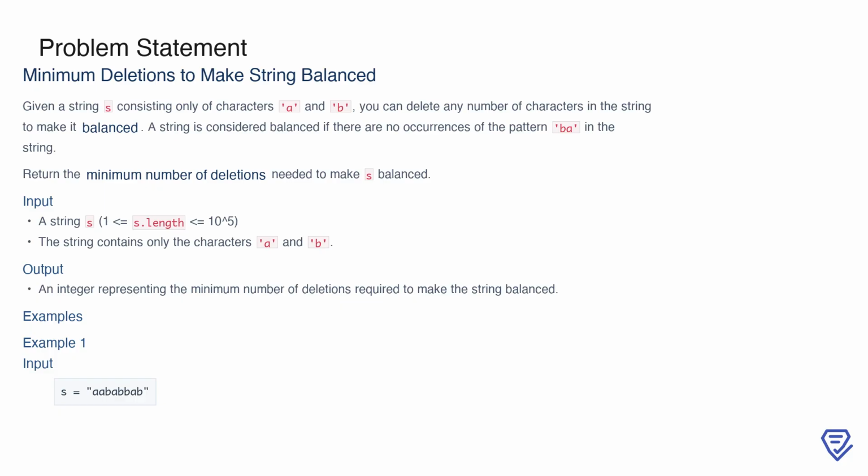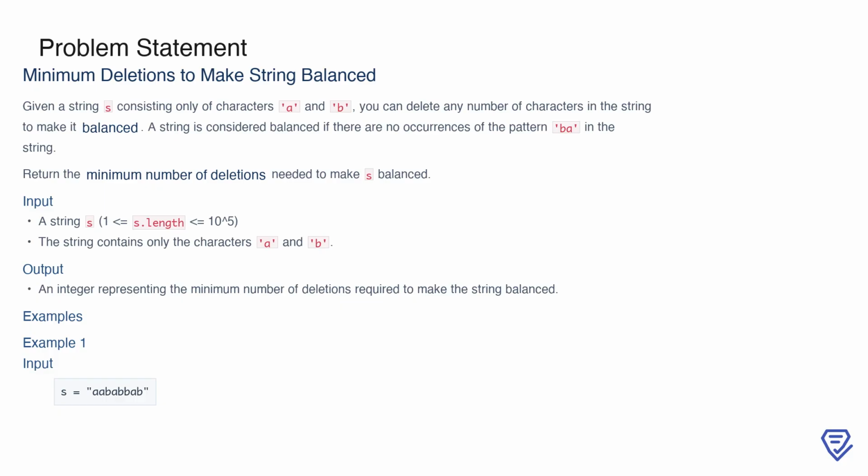Let's dive in. The problem asks us to transform a string S, which consists only of the characters A and B, into a balanced string. A string is considered balanced if it does not contain the pattern BA. Essentially, all the A characters must come before any B characters in the string. To achieve this, we are allowed to delete any number of characters from the string. The goal is to determine the minimum number of deletions required to make the string balanced.